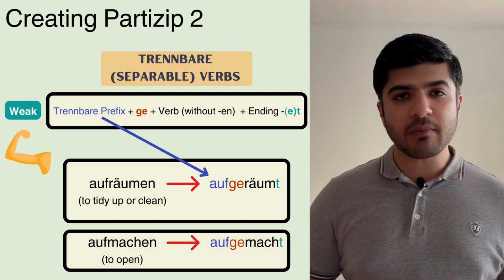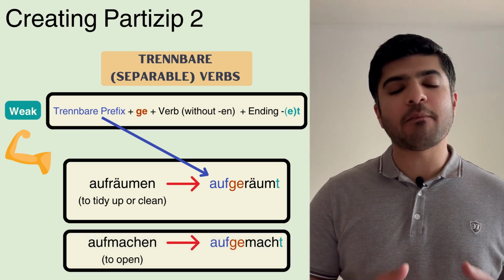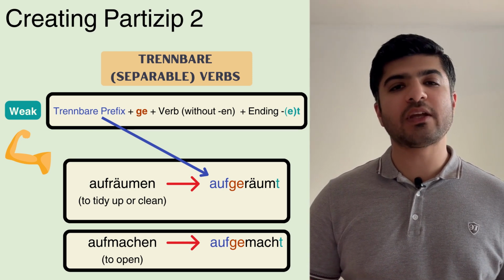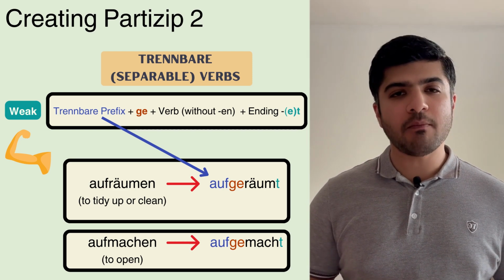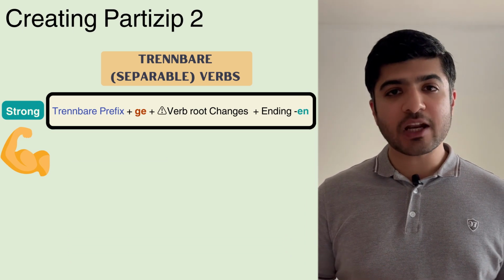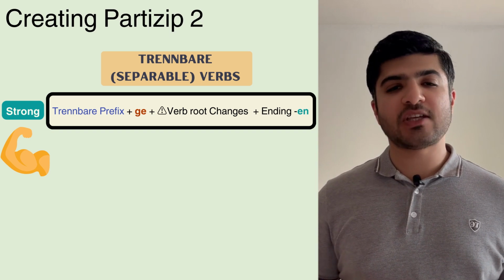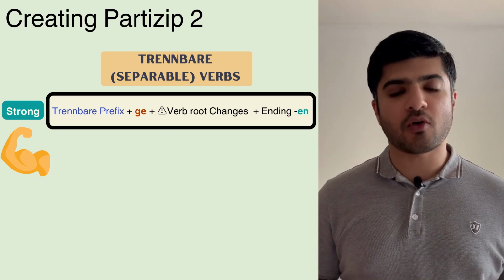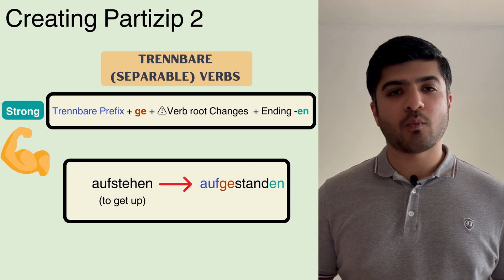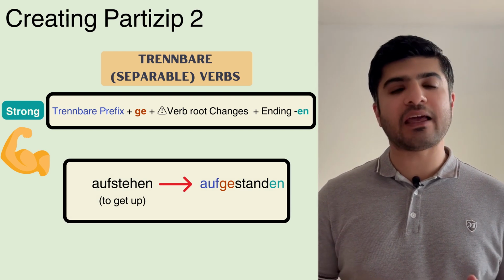Let's take another trennbare verb, aufmachen. In this case, auf will remain as it is and machen will be changed to gemacht. So the verb will now become aufgemacht. In case of strong trennbare verbs, the prefix of the trennbare verb will remain as it is and the suffix will be changed according to the rule of the strong verb. For example, aufstehen will become aufgestanden. So you see the prefix ge and the ending en.